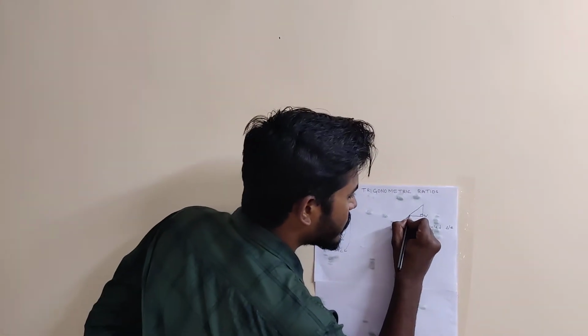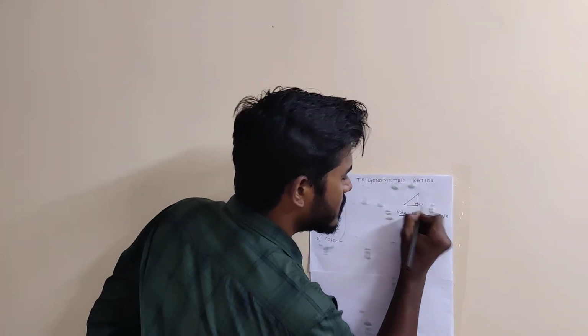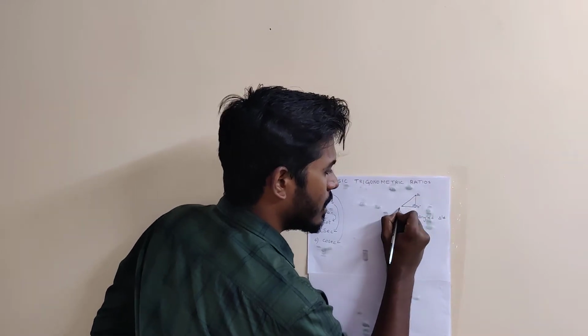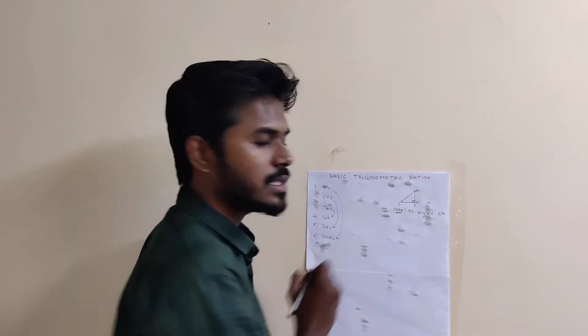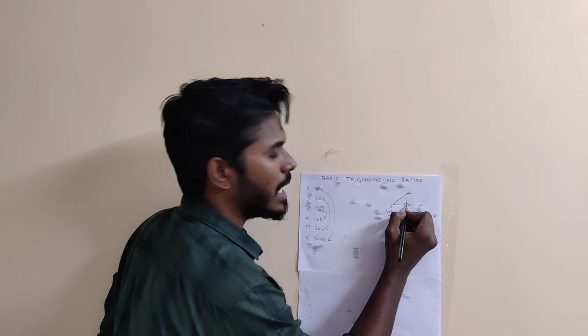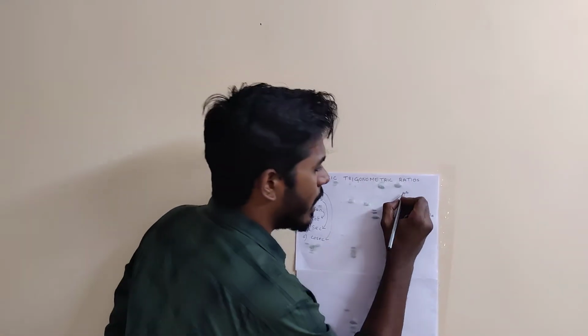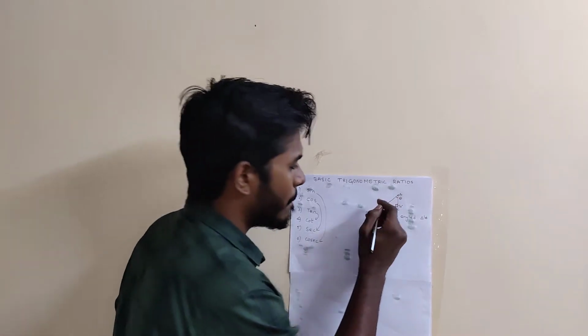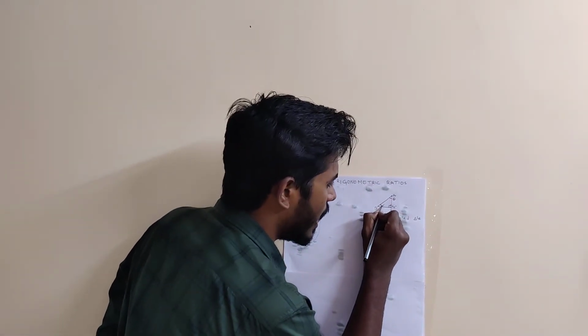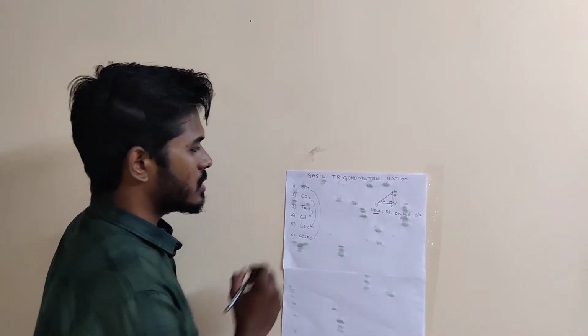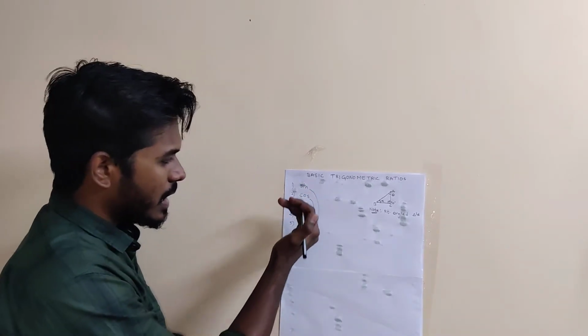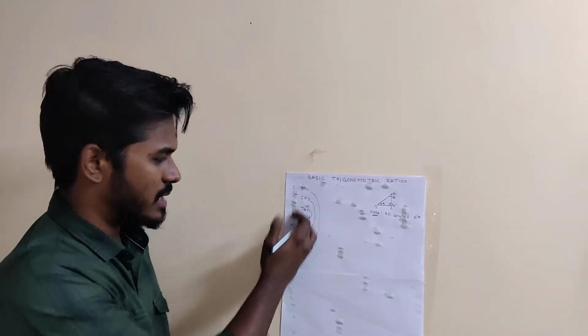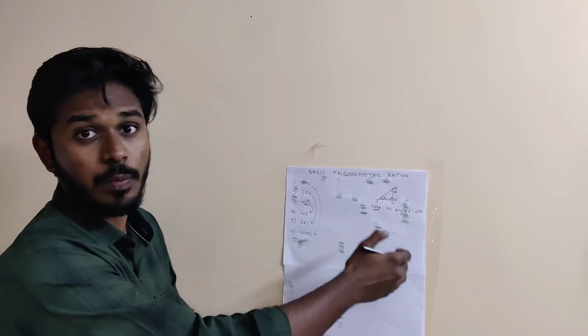So there are 3 points. I'm marking this as A, this as B, this as C. This is 90 degrees as already told. I'm taking this angle as theta, the Greek letter theta, and this as alpha. Firstly I will tell the simple definition of these 6 terms and then I'll try to prove that.